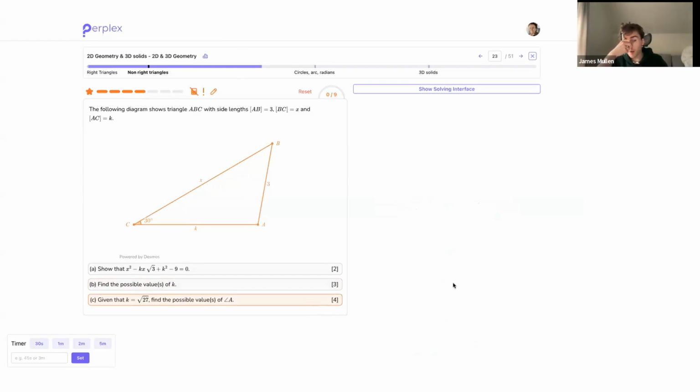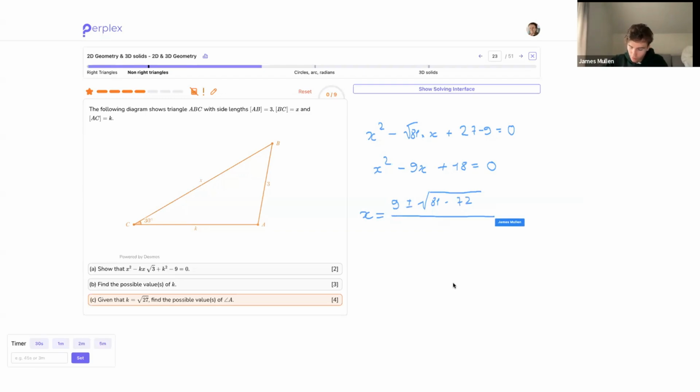Okay, let's plug in the root of 27. So I get x squared minus, and then root of 27 times the root of 3 is the root of 81, that is being times by x, plus, and then k squared is now 27 minus 9, is equal to 0. And the root of 81 is just 9, so this is x squared minus 9x plus 27 minus 9, which is 18, is equal to 0. All right, I'm going to use my quadratic formula. x is equal to 9 plus or minus the square root of b squared, which is 81, and then minus 4 times a times c, which is 4 times 18. That's 72, so minus 72, all over 2.